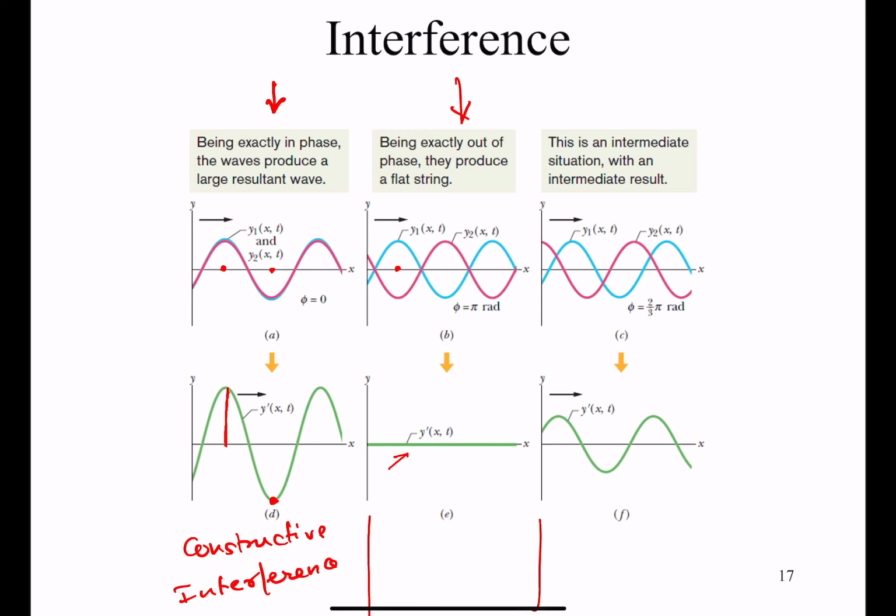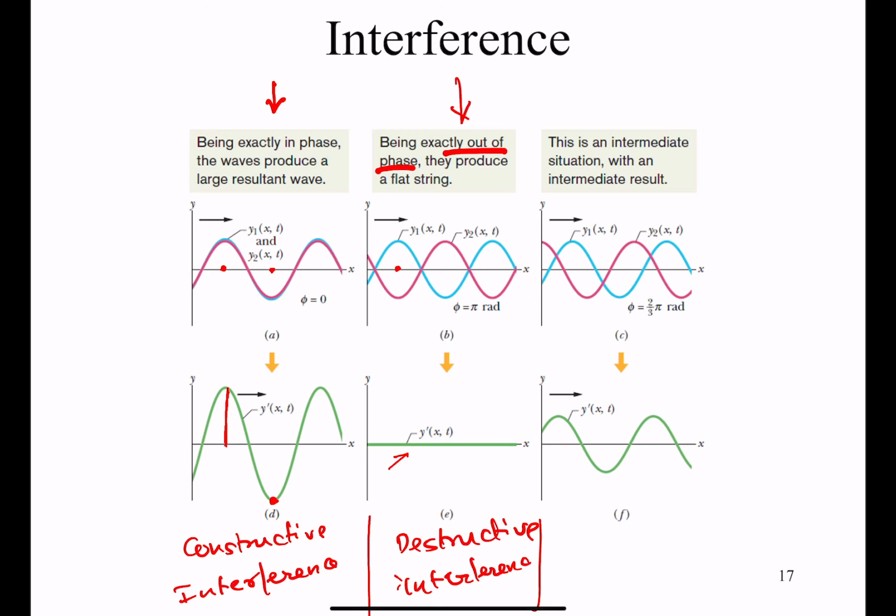So this is called destructive interference, where the waves are exactly out of phase. So they just cancel each other out, and there is absolutely no effect on the medium at all. It's as if there is no wave at all.